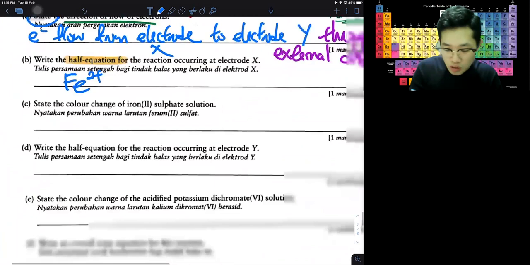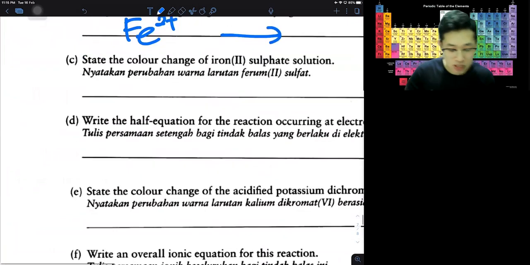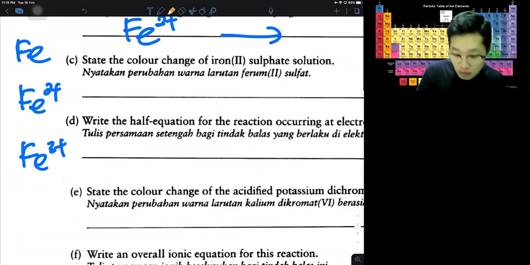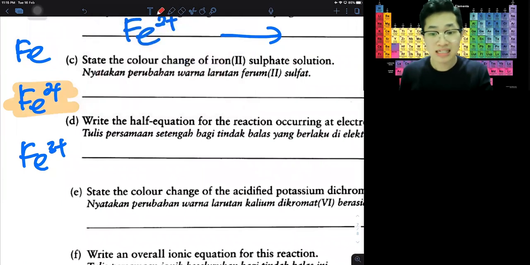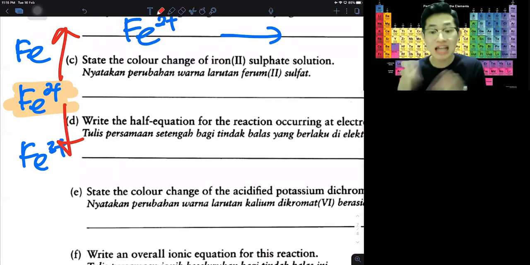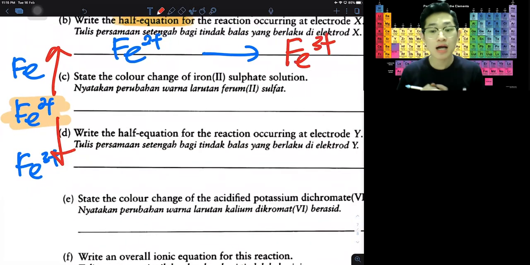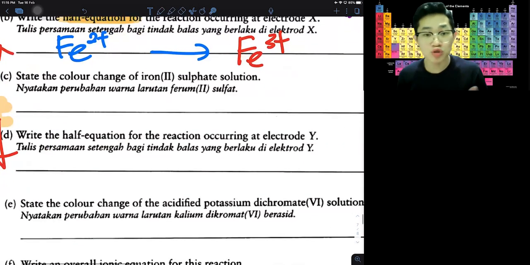The reaction is what? Oxidation, correct? So Fe2 plus will turn into what? Fe2 plus is in the middle. You see, we have Fe, we have Fe2 plus, we have Fe3 plus. Now, the starting point is Fe2 plus. Oxidation supposed to go to Fe or go to Fe3 plus? Yes, oxidation number supposed to become bigger, right? Then Fe3 plus. If the question gave you Fe3 plus, it will go back to Fe2 plus. So Fe2 to Fe3.